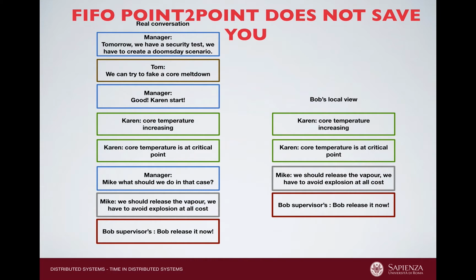So what you have with a FIFO channel is just a channel that connects one process with another. If I send a message A and before it a message B, then you deliver message A before B. So messages are delivered in order, but just on a channel. FIFO order is preserved because Bob delivers the messages of Karen in the same order in which Karen sent them. He delivered the message of Mike and then the message of Bob. And so for this reason, we have to create something stronger, because FIFO point to point does not save us.